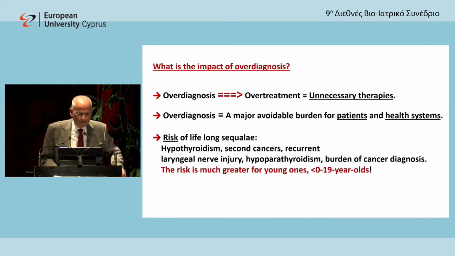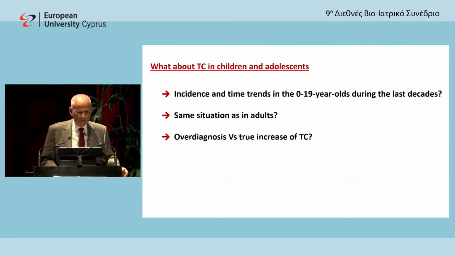However, the impact of overdiagnosis, we have to look at it. It leads to overtreatment and unnecessary therapies. And overdiagnosis is a major avoidable burden for patients and the health system because, as it is easily understandable, it leads to lifelong sequelae: hypothyroidism, second cancers due to iodine therapy, recurrent laryngeal nerve injuries, hypoparathyroidism, because sometimes during the operation, parathyroids are damaged, and of course the burden of cancer diagnosis on patients. And this risk is much greater for the young ones in the 0-19-year-olds.